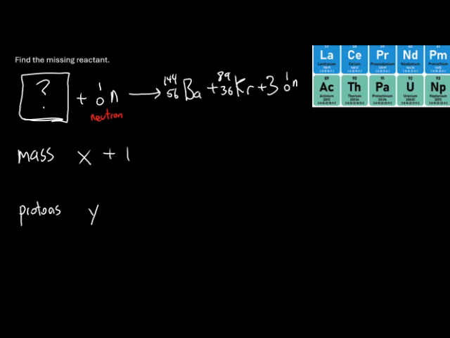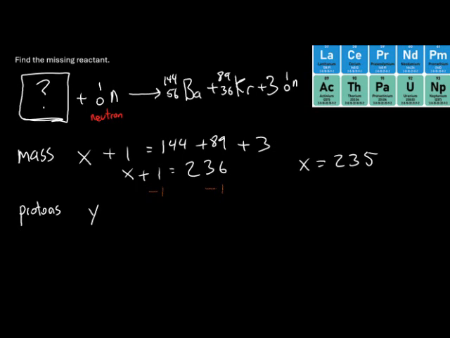We'll set this equal to what's on the right side. We'll just look at the mass for now, and we'll have 144 from the barium, plus 89 from the krypton, plus 3 neutrons. Since each neutron has a mass of 1, and there are 3 of them, we'll say plus 3. We'll end up with 236 on the right equals x plus 1 on the left. Then we subtract 1 from both sides. 236 minus 1 will give us a mass of 235.